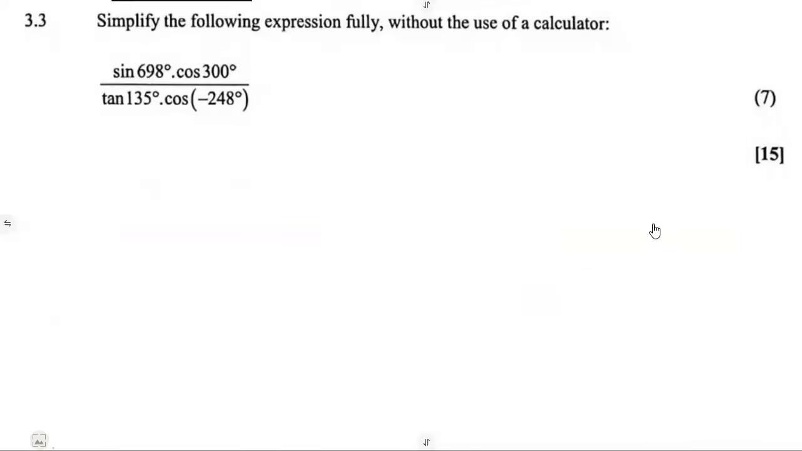All right, question 3.3, simplify the following expressions fully without the use of a calculator. We just need to try by all means to figure out these numbers. As you can see, 698 is more than 360, a complete revolution. So we have to subtract, guys: 698 minus 360 is going to be 338. You have to subtract until you get something within the interval. So this is the same as sine 338.